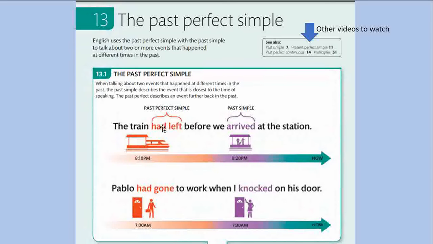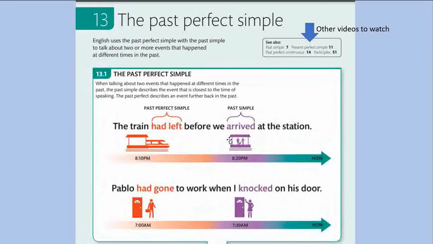The train had left before we arrived at the station. Now, when you are in the present zone and you are looking at it on the timeline, you will see that when you walk back, your arriving at the station is the nearest action. So you will express it in the simple past, that is just by adding ed to the verb.